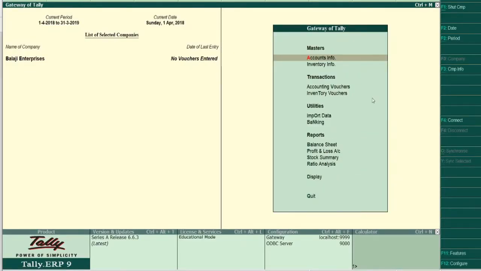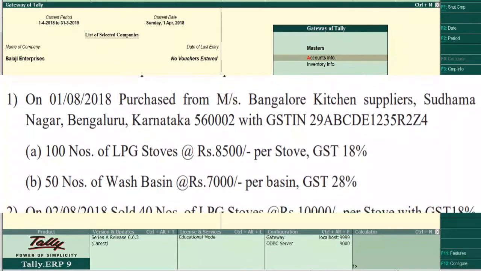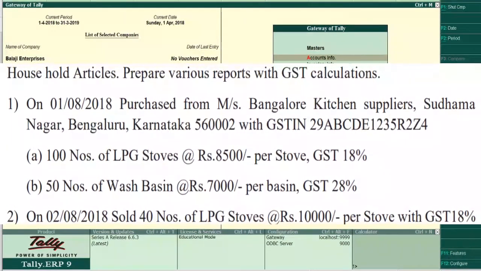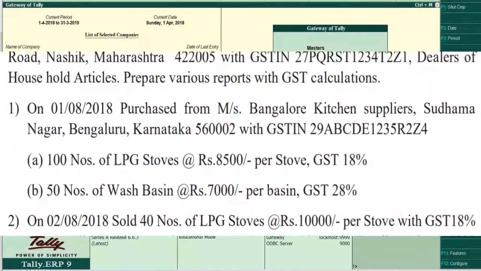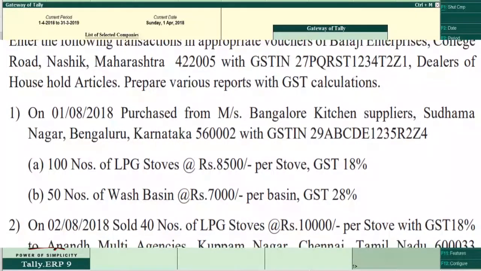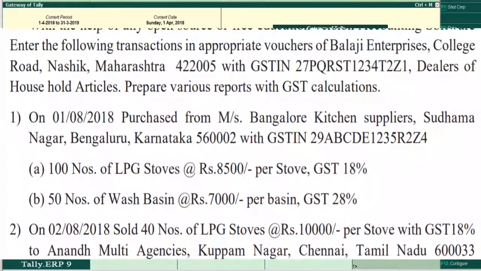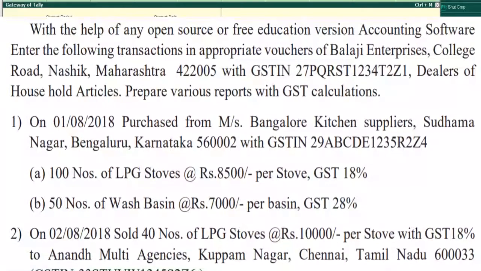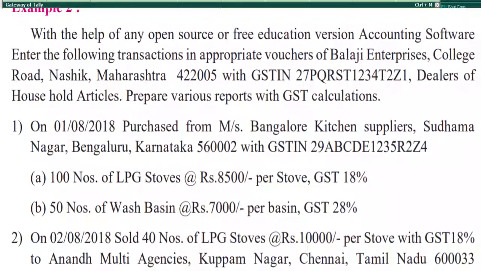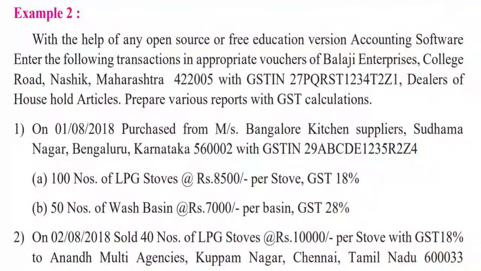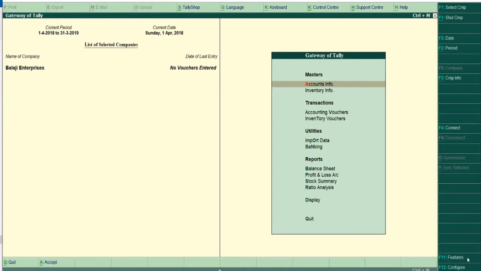We will read the first transaction. On 1st August 2018, purchase from Messrs Bangalore Kitchen Supplier with the details given: 100 numbers of LPG stoves for rupees 8,500 and 50 numbers of wash basin for rupees 7,000. So from the transaction we will create the first ledger account, that is the purchase account, but this purchase is between two different states, so we will give the name as interstate purchase.